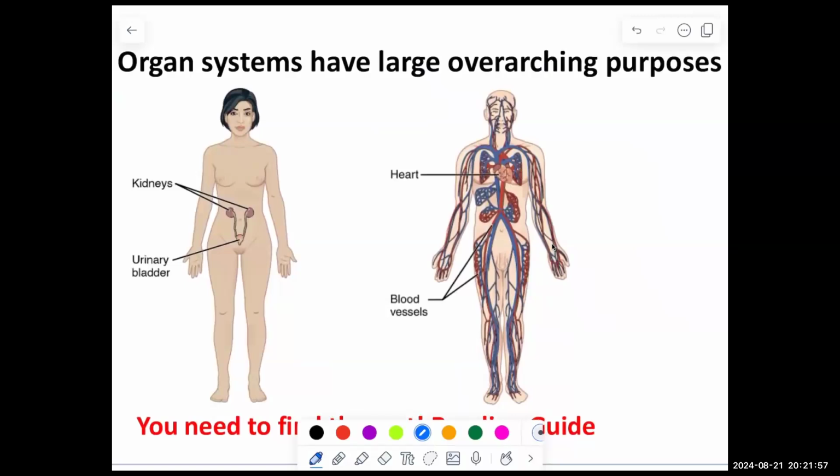Kidneys, urinary bladder. These are two different organs. What system are they part of? Urinary. And I'm old school, so I'm probably going to call it renal. They're both the same. Okay, let's pay attention to this one. Let's see what we get. What does the renal system do? Okay, gets rid of waste and salt and filtrates water.